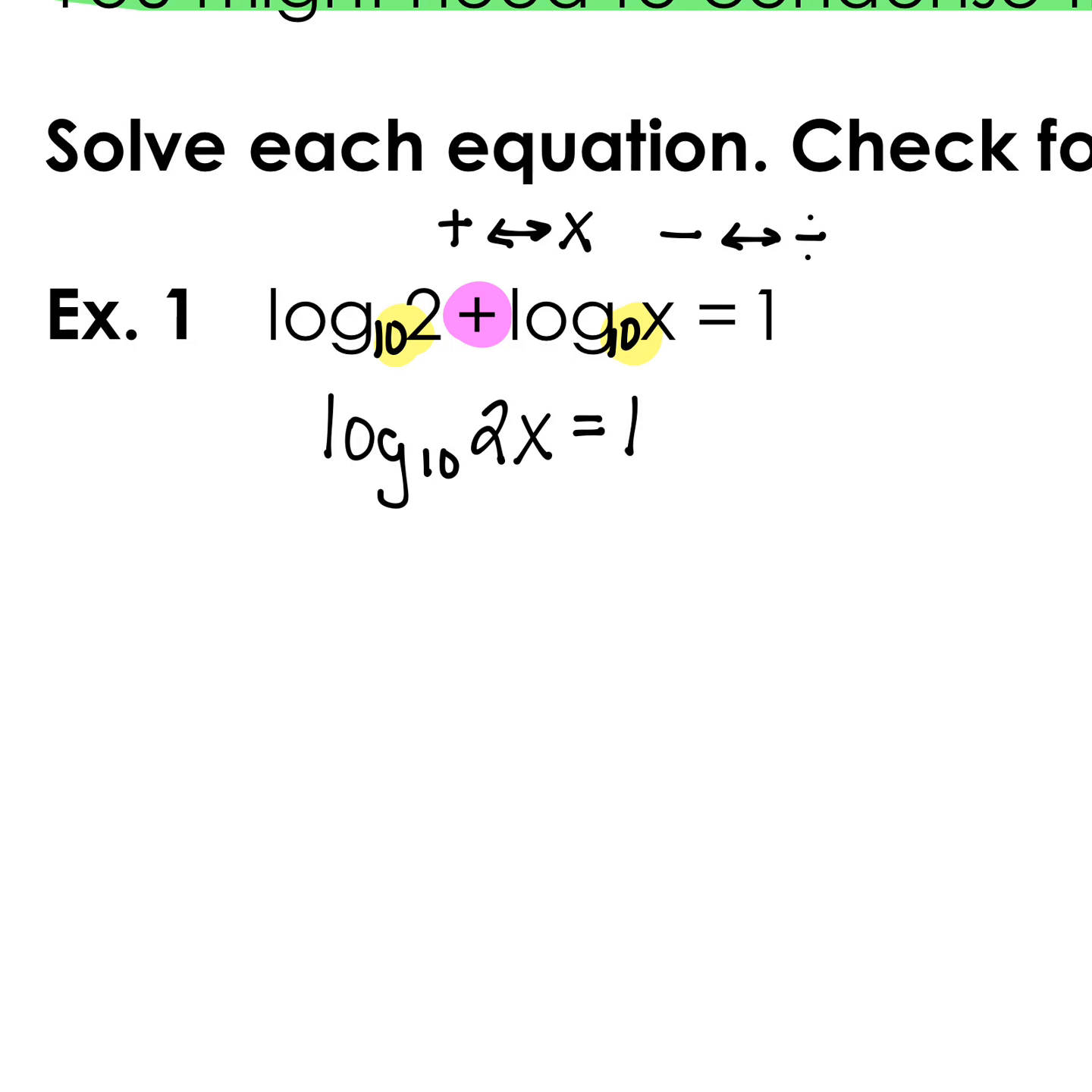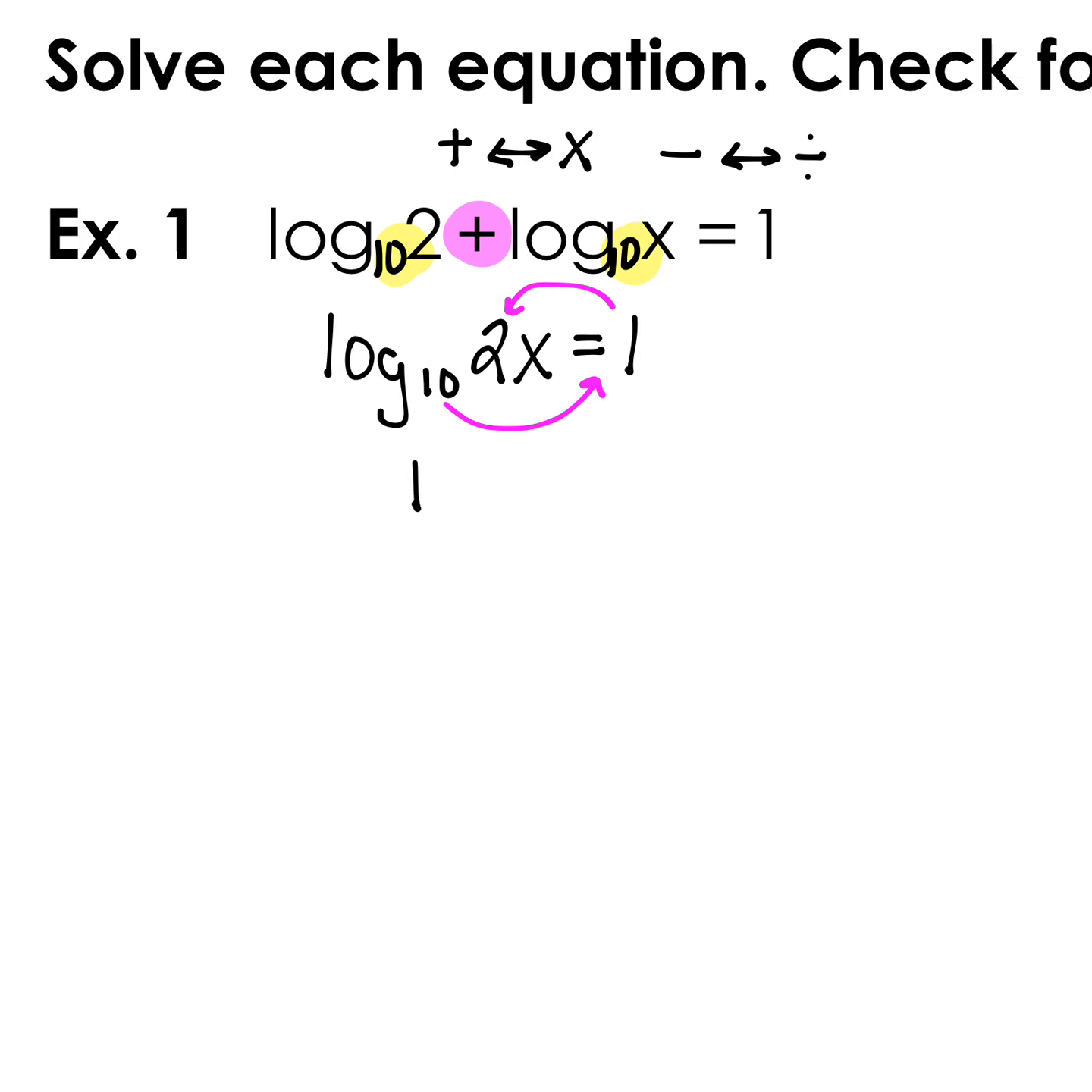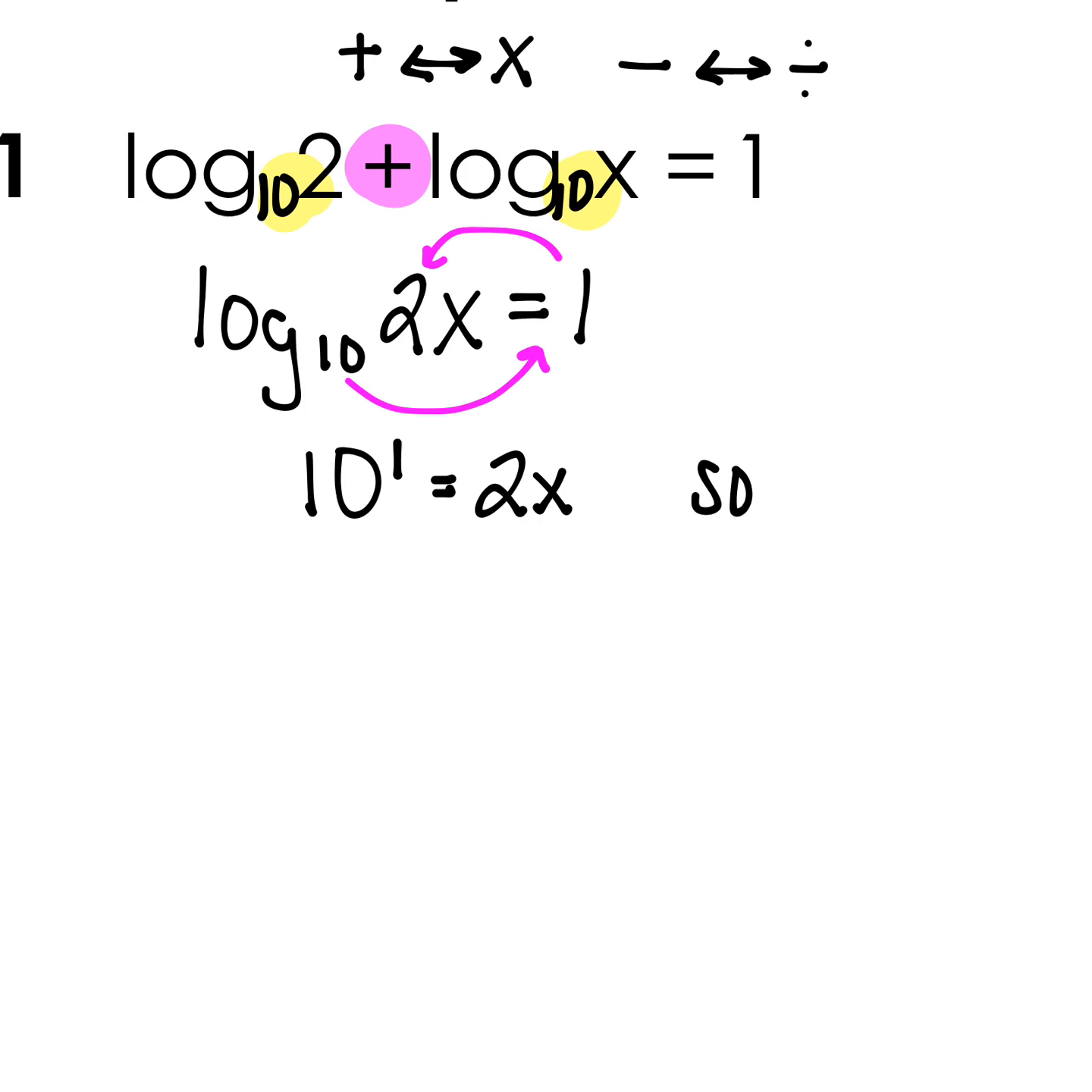So now that we've condensed this, we need to do our conversion. We're going to convert this to exponential. And to do that, we do what I call our loop-de-loop. And so we get 10. So little base 10 becomes big base 10 to the first is equal to 2x. So now at this point, we're just going to solve for x.